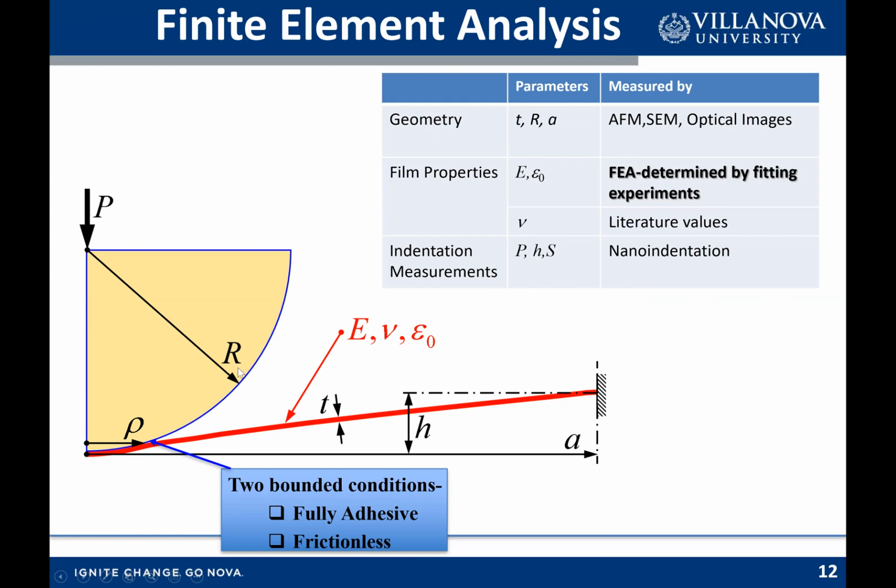So we can say this is the nano indenter approaching the thin film. So here the contact is made between the thin film and nano indenter. So this contact can be either adhesive or frictionless. So we have studied both cases, like what if the contact is adhesive and what if the contact between the film and indenter is frictionless.